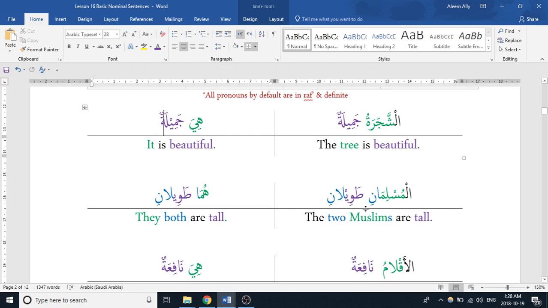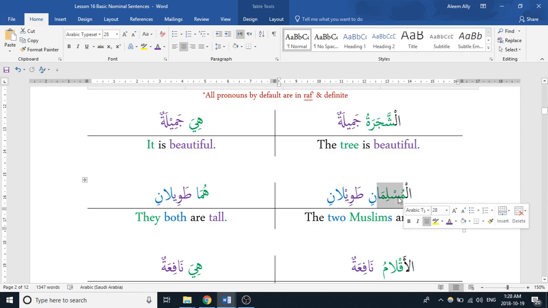Going on. Al-muslimani tawilani. So the two Muslims are tall. In this case, same thing. Definite, indefinite. I know usually we look out for tanweens, but when it comes to dual, when we have ani endings, and plurals, when we have una and ina endings, what we just need to look out for is if it has none of the signs of definiteness, right? So going back to that list, meaning it's missing alif lam, it's not the one being called, it's not part of a pointing phrase or being pointed to, and so forth. So in this case, we have definite, we have indefinite.